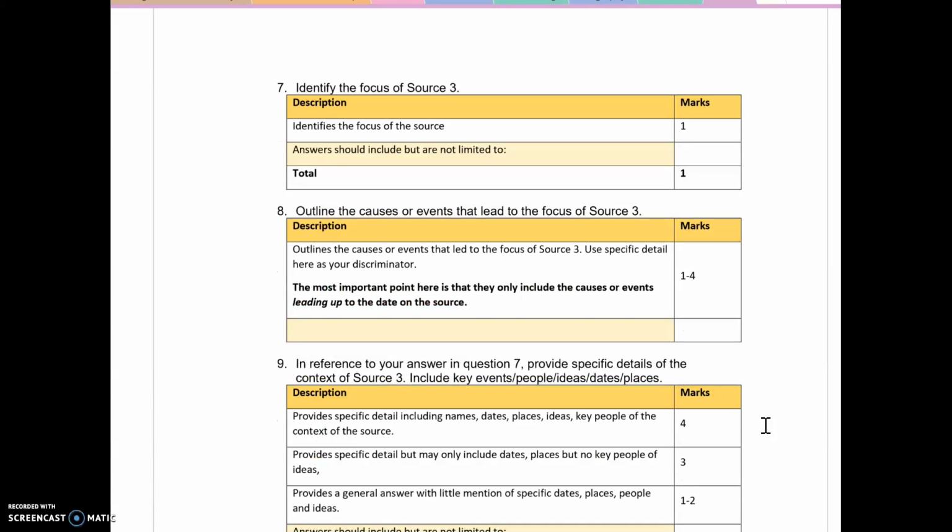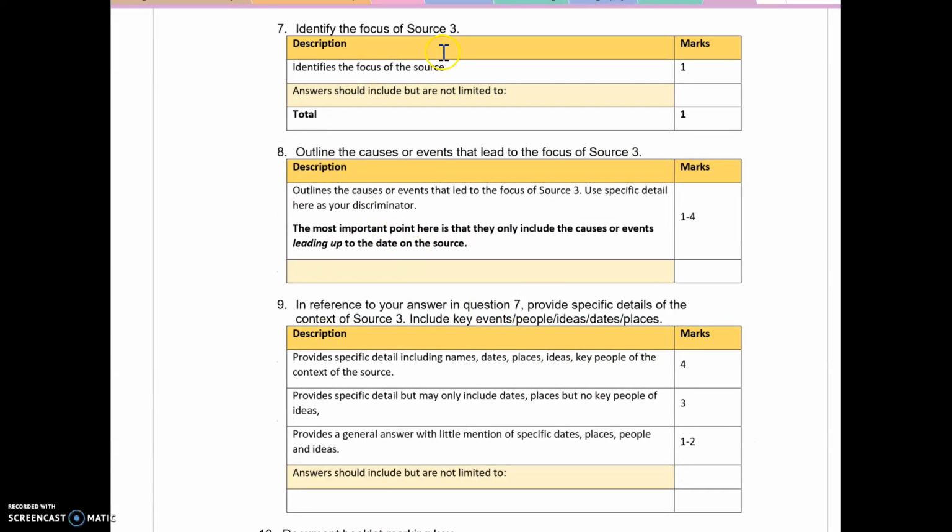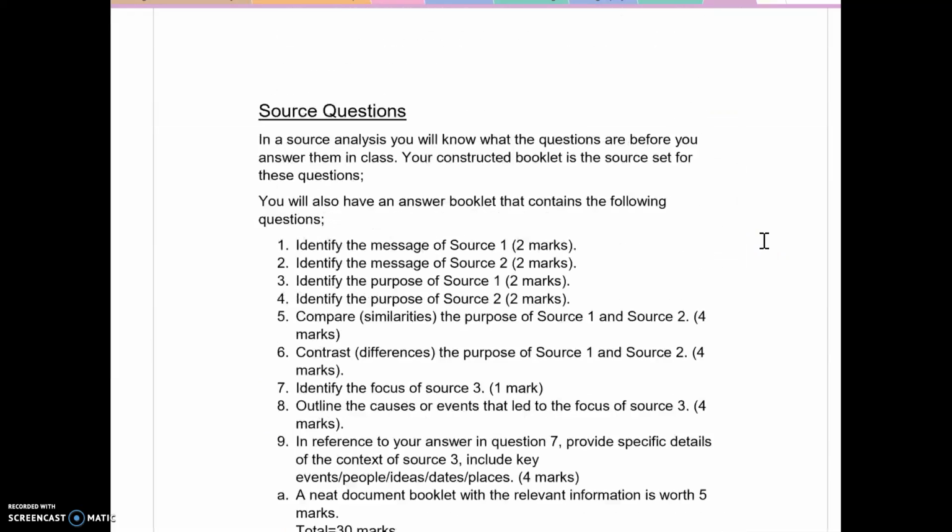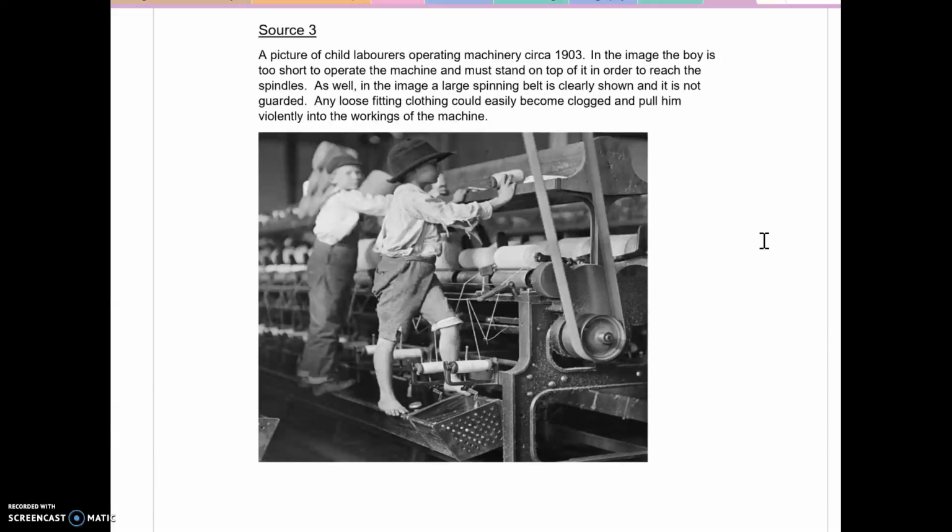Okay, so now we're on to what we call the context questions, and there are 3 of them that work together, 7, 8, and 9. If we go back up to source 3, I just want to remind you of it. There it is. Now, this is context. It's what we would call a stimulus to talk about that time period, not so much about what's always happening in the source. So we know it's about child labourers and the issues around them using machinery. So you might be looking at their conditions.